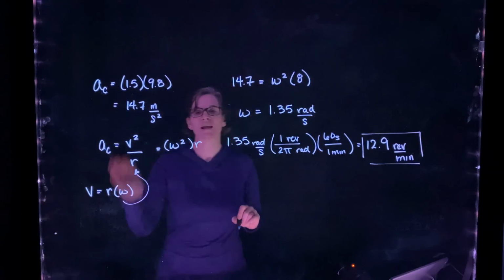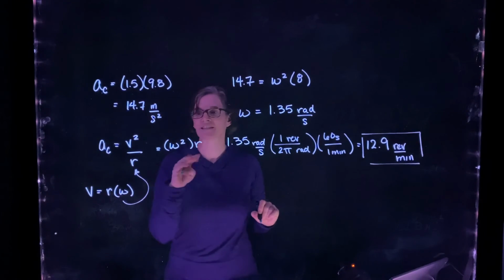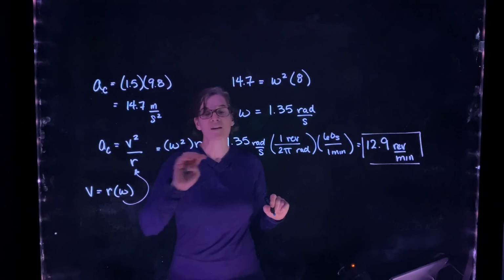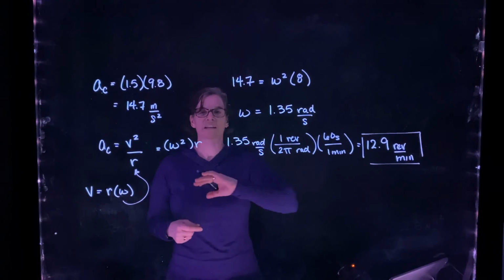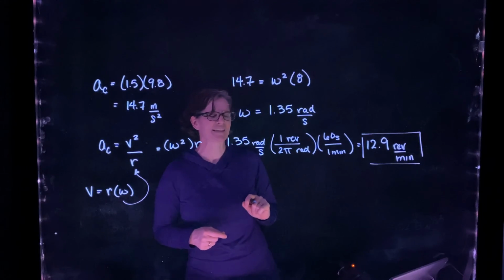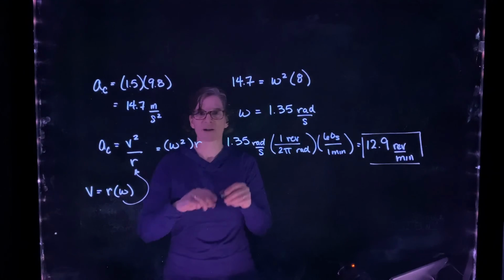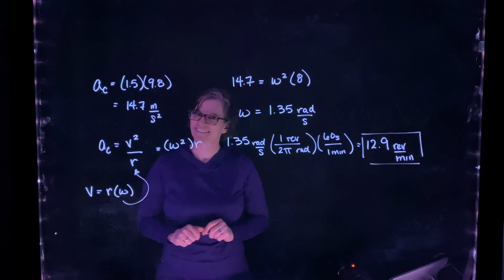All right, so recognizing what centripetal acceleration is, how it's related to our angular velocity, which is what we're interested in, and finding our angular velocity, which is in radians per second, and then determining our revolutions per minute. All right, good job.